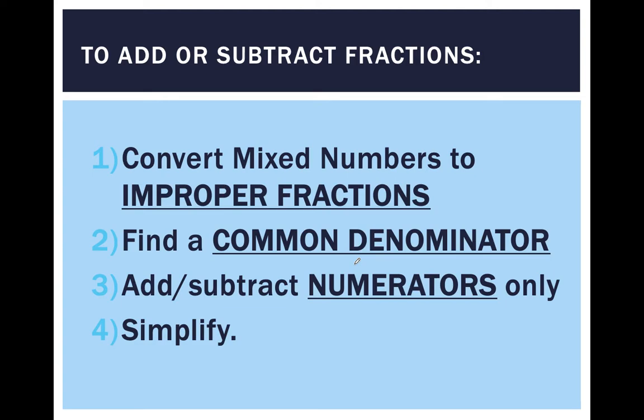So quick reminder, step 1, notice this is the same as in the previous two: convert mixed numbers to improper fractions. Step 2, find a common denominator. Step 3, add or subtract the numerators only. Remember, the denominators stay the same. And then, of course, step 4 is to simplify.